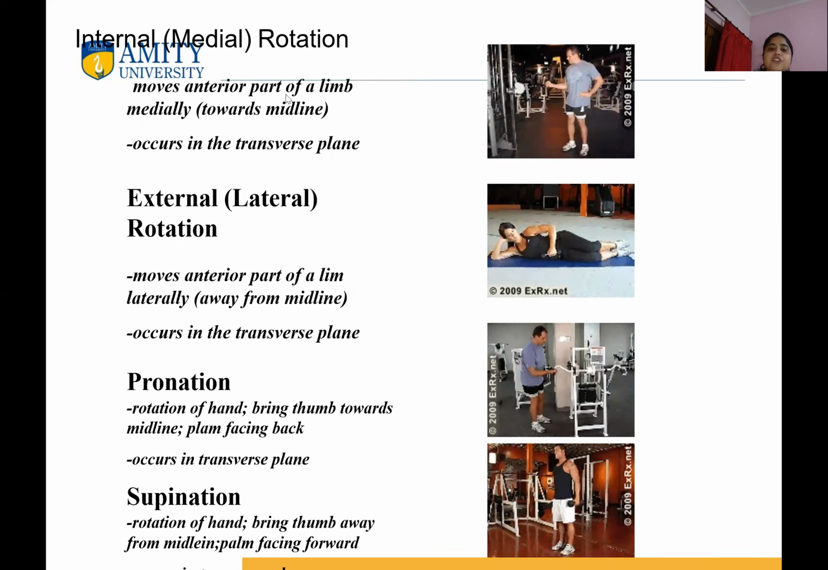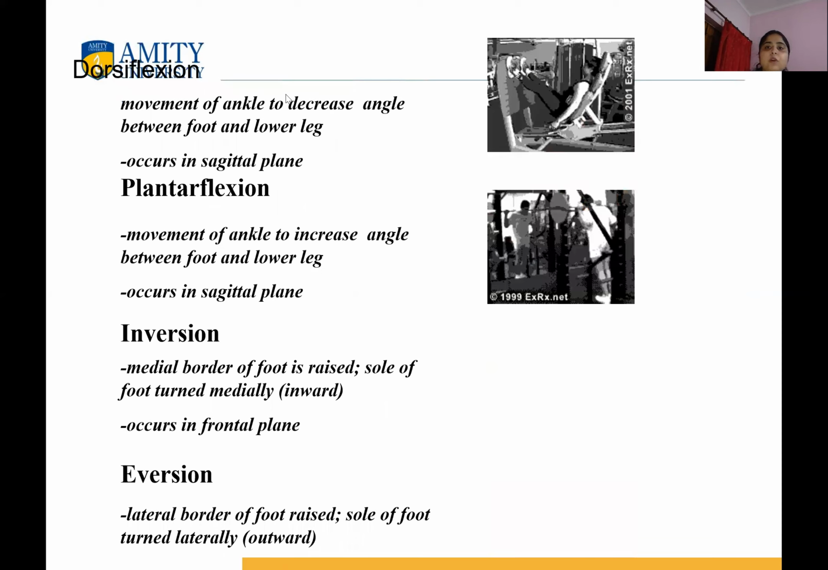Pronation. It is rotation of the hand. That is bringing the thumb towards midline, palm facing back. It occurs in the transverse plane. Supination. Rotation of the hand, bringing the thumb away from midline. That is palm facing forward. What is dorsiflexion? It is movement of the ankle to decrease the angle between the foot and the lower leg. It occurs in the sagittal plane. Plantar flexion is movement of the ankle to increase the angle between foot and lower leg. It occurs in the sagittal plane.